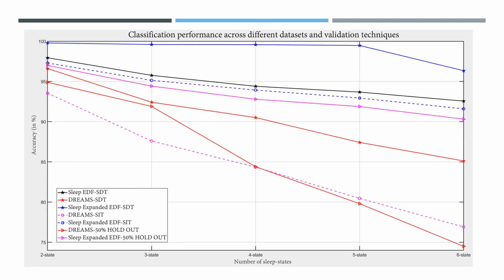This shows a plot of the classification performance across different datasets and validation techniques. As we can see, there are 3 different datasets and 3 different techniques for validation, that is SDT, SIT and holdout. The first thing to note here is that SDT provides the maximum classification accuracy for all 3 datasets. This is because it overestimates the performance of the classifier and should not be preferred for validation of any study. Also, we can see the DREAMS database has performed worse out of the 3, and it is considered to be a more challenging dataset, as reported in other studies as well.